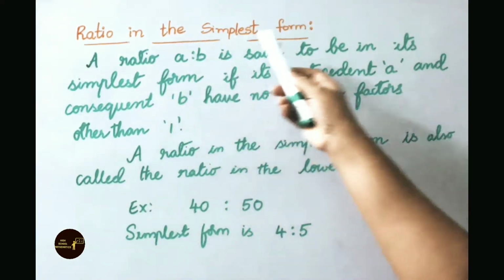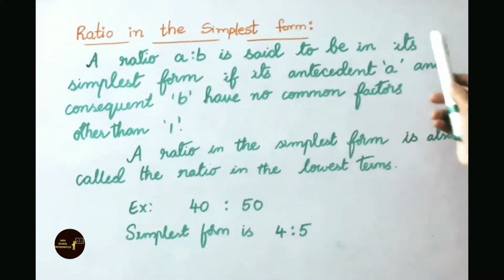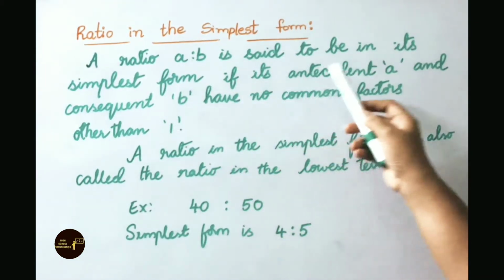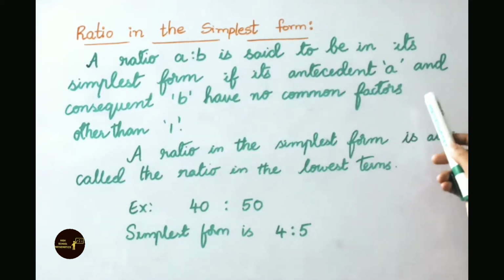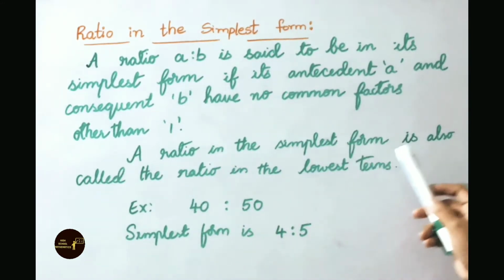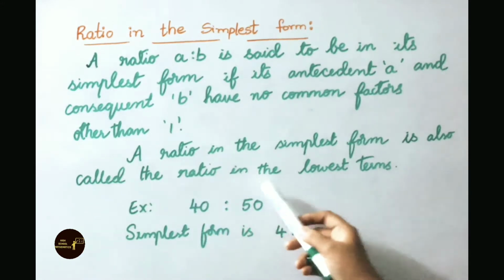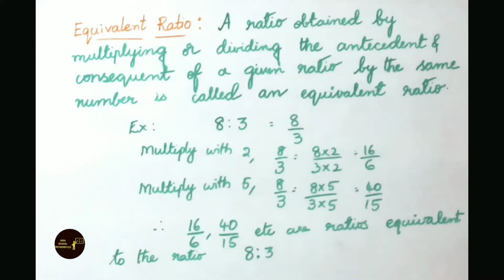See ratio in the simplest form. A ratio A is to B is said to be in its simplest form if its antecedent A and consequent B have no common factors other than 1. A ratio in the simplest form is also called the ratio in the lowest terms. See the example, 40 is to 50 can be written in its simplest form on dividing both terms by 10. So the simplest form is now 4 is to 5.